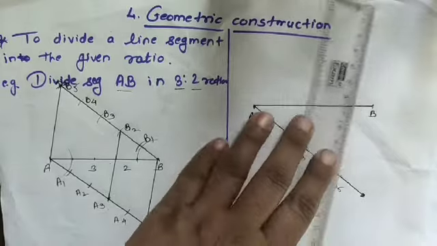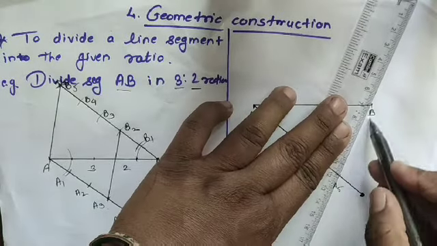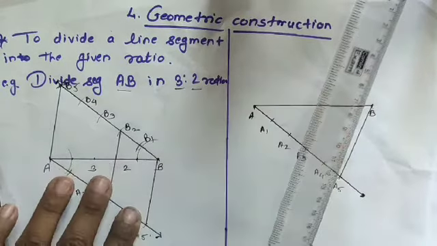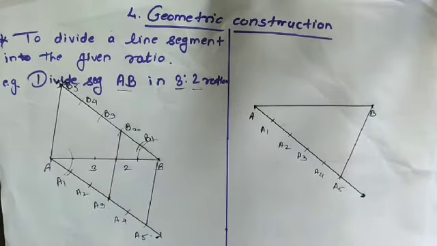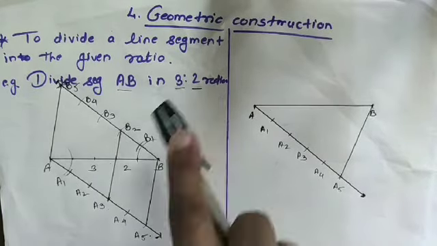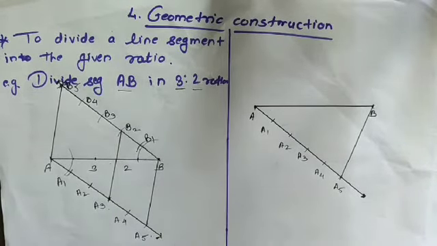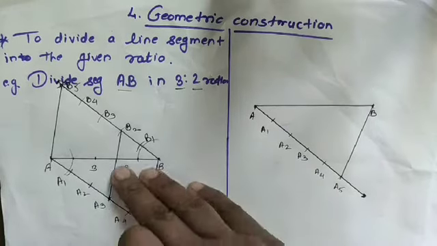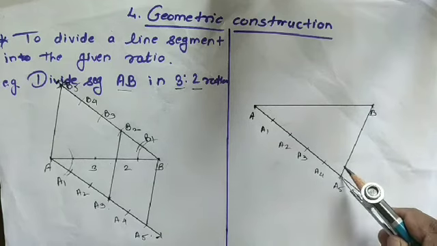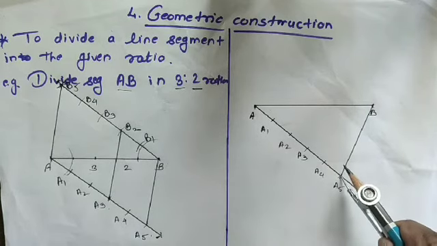And first of all, what I have to do, just that last point, that is B and A5, I have to join. Yes. Now I have to divide the segment into how much ratio? 3 as to 2. So first of all what I will do, I will take a compass. I am going to tell you another second method. Take a compass, take a sufficient distance and keep it on A5.